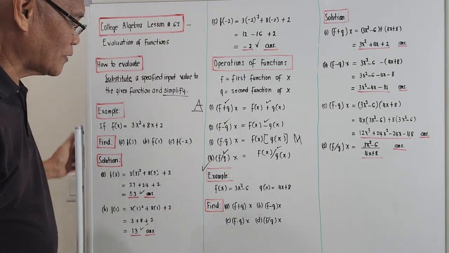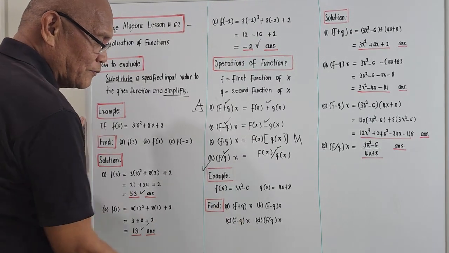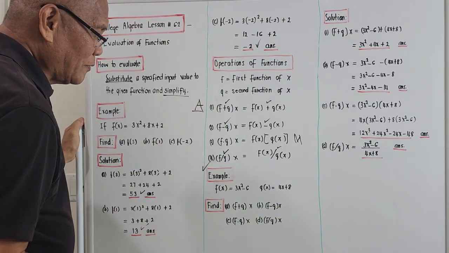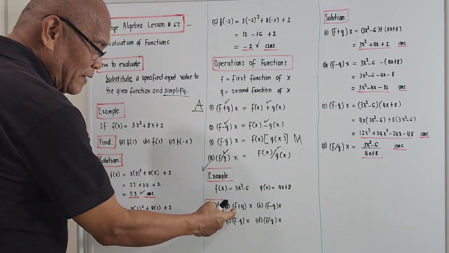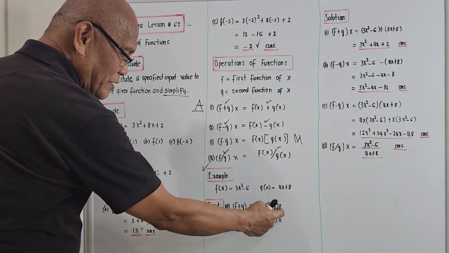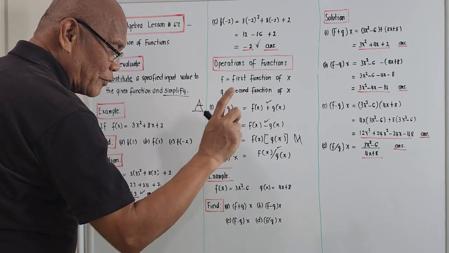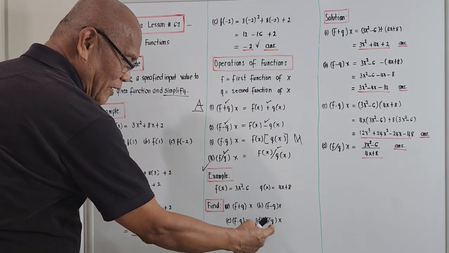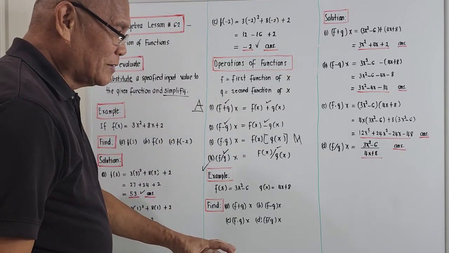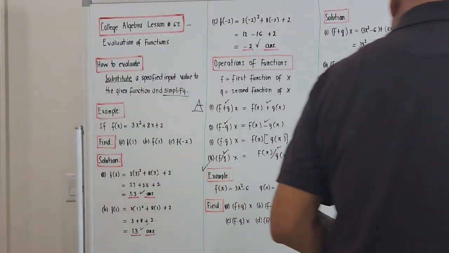Okay, let's bring out an example problem. Function f of x is 3x squared minus 6, and g of x is 4x plus 8. The problem is asking what will be function f plus g. Next one, function f minus g. Third one, function f multiplied by function g. Fourth one, function f divided by function g. So the problem is asking for 4 unknowns, and it involves the operation of functions. Let's try to bring out the solution.